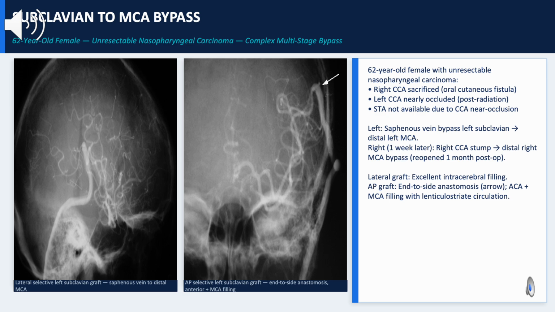The AP view demonstrating filling of both the ACA group and the lenticulostriate circulation confirms that the graft is providing adequate pressure and flow to supply the deep perforator territory, the critical zone for neurologic function. This case represents the limit of surgical cerebrovascular reconstruction capability.